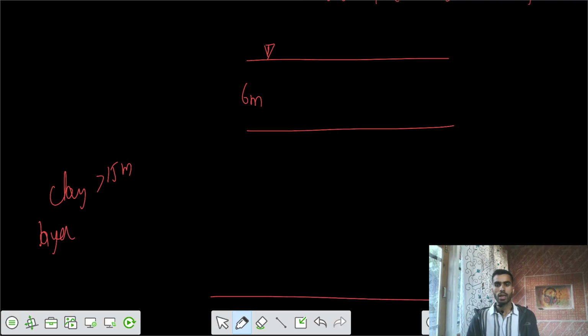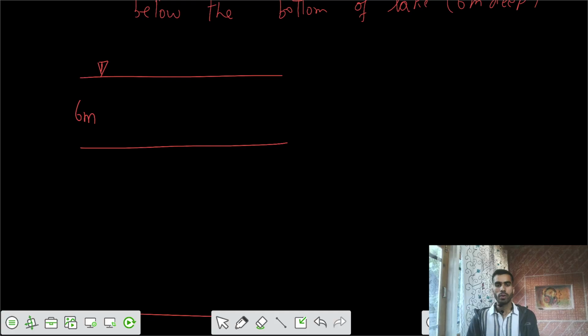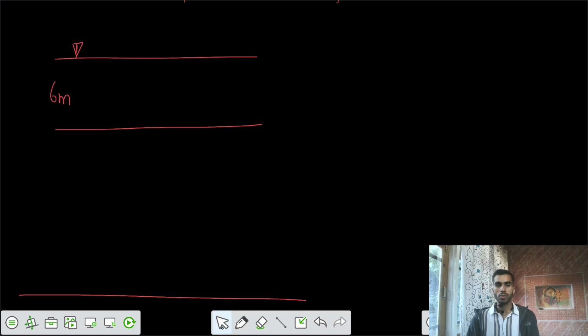Let's say that this is your clay layer extension, but we'd have to calculate only up to the level of 12 meters. So 12 meters is somewhere here. Let's say this is your 12-meter level. So I would say this is 12-meter clay. This is your clay.